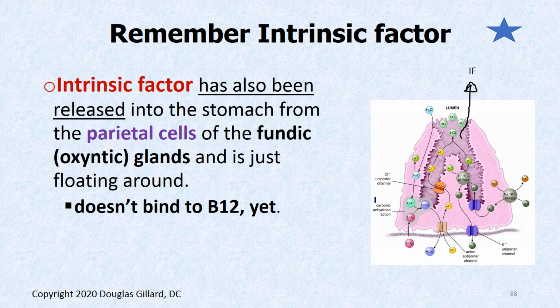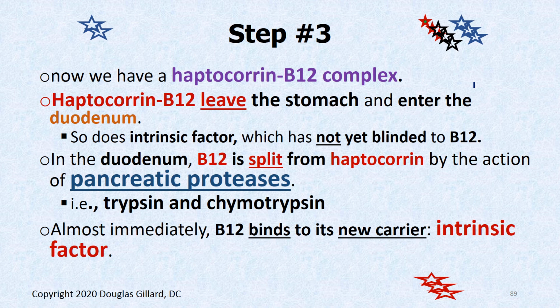Okay, let's see. We talked about this. I think I have that slide. I don't need that, but there's the parietal cell making intrinsic factor. Okay, step 3. So now we have haptocorrin and vitamin B12. Haptocorrin can stand the acid environment of the stomach, and the two leave the stomach and are now in the small intestine.